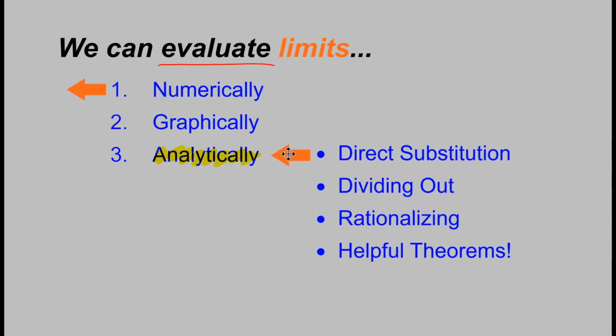The analytical techniques we've talked about so far are direct substitution, where we just physically take that x value of interest and plug it into our function, and see if we get an output. Then dividing out, so canceling out a common factor from both the numerator and denominator, and then rationalizing. If we have some irrational expression that causes us a problem, we can rationalize that expression, and that sometimes will take care of our issue.